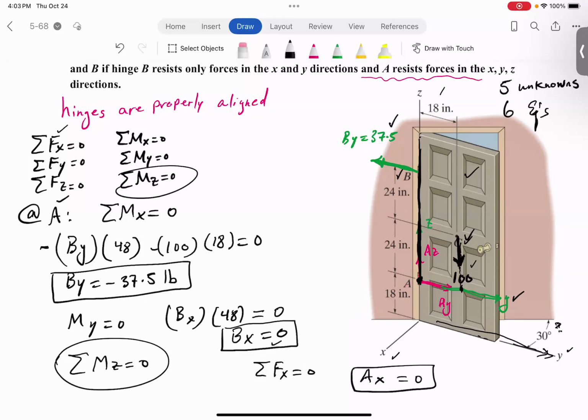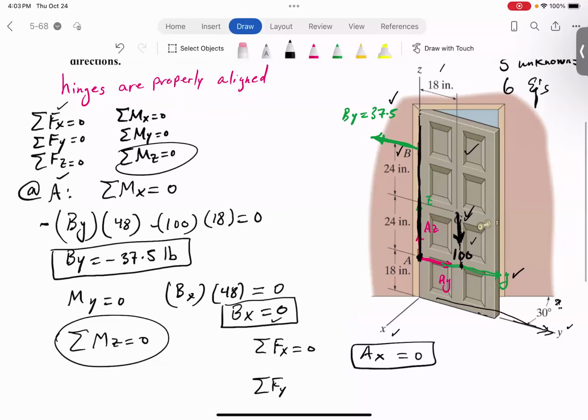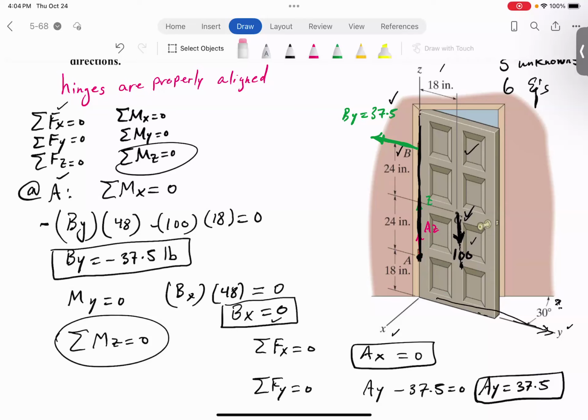And then sum of the forces in y equals 0. Let me start with AY, and then I have BY, which I've already calculated for you, right? And look, BY is going in the negative direction, 37 and a half negative. So AY becomes what? 37 and a half, just like BY, positive. So let's put it here also. Let's get rid of this. I'm going to get to the AZ in a second. So I'll put AY equal 37 and a half.